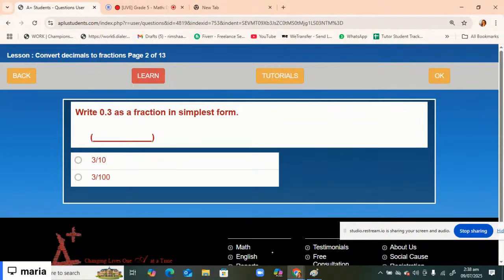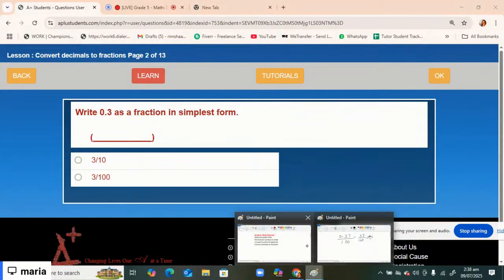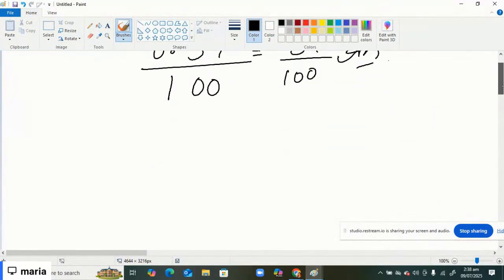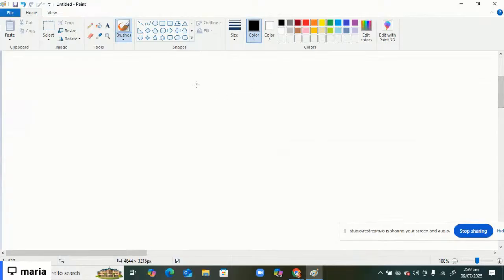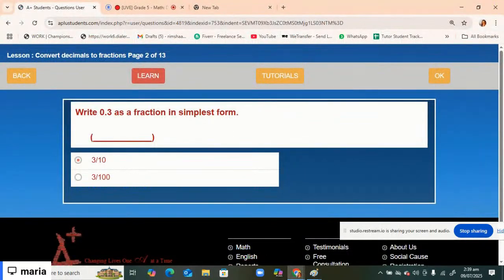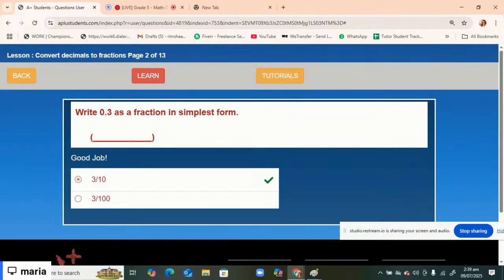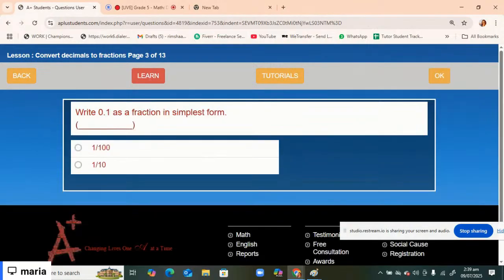Write 0.3 as a fraction in the simplest form. It's 0.3. After this point, I'm going to put 1. And how many digits after the point? It's 1 digit. So that is 3 by 10. Is my answer right? Everyone tell me. Is it the right answer? Okay, you guys tell me the answer of this one. Hurry up.